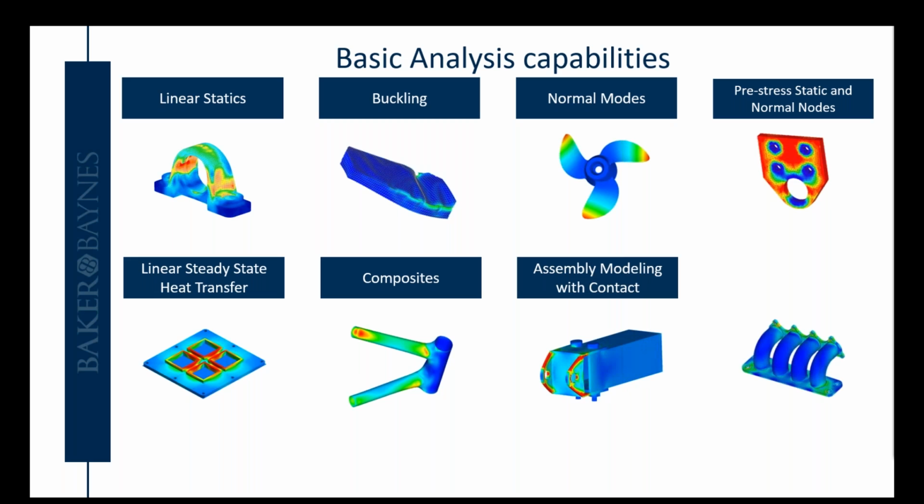Get assembly modeling with contact. This goes beyond analyzing individual parts. Real-world simulation of assemblies is possible with sophisticated modeling of different kinds of contact interactions, including sliding, friction, and welded contact types. And then last but not least, thermal stress. This supports the analysis of structures subjected to thermal loads.